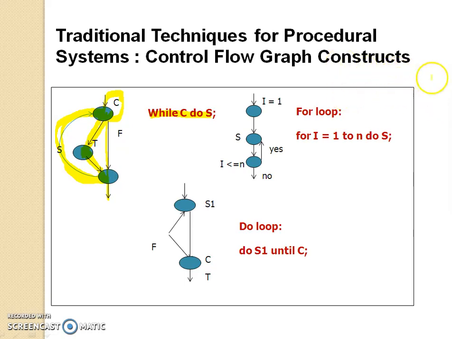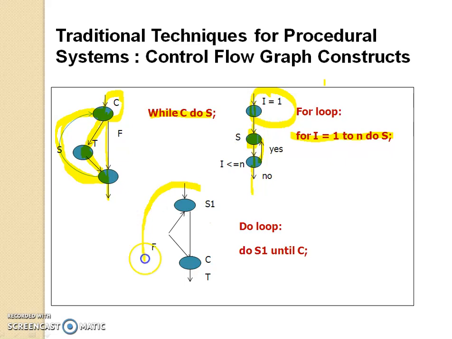This is a for loop. In the for loop again, we have an initial condition, say I is set to 1. And then I enter the loop where this is the statement which is executed. And then we have the condition I less than or equal to n. If it is yes, I traverse back and execute S. If it is no, I exit out of the loop. So if this is the construct for I equal to 1 to n do S, this is how the CFG will look.